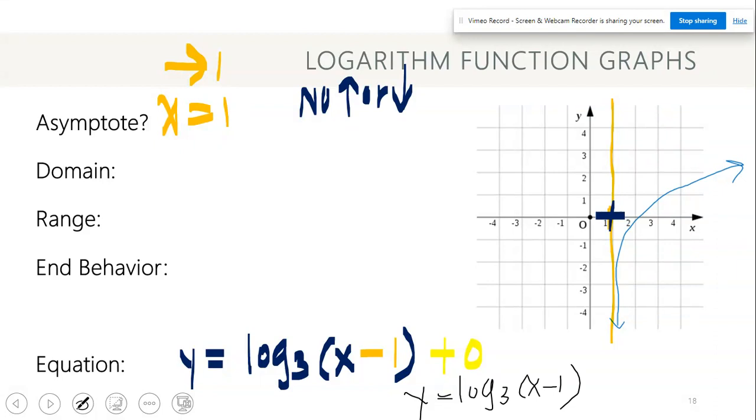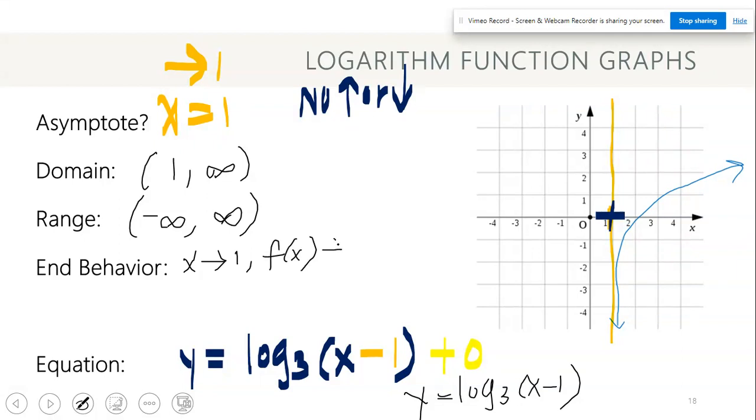Domain, the farthest left we can go is our asymptote at 1, but we can go all the way to the right. Our range, nothing stopping us. We're going all the way down from negative infinity all the way up to the tippy top at positive infinity. And behavior, x can only go so far to the left. It can only go up to the asymptote of 1, x equals 1. But the y value, our function, f of x, y, is pointing down towards negative infinity, y'all. As we head to the right, the farthest right we can go is towards positive infinity.